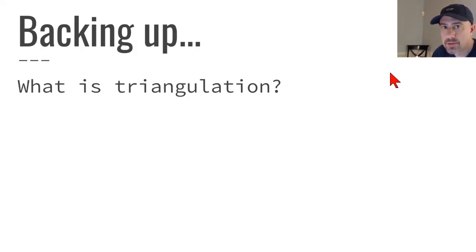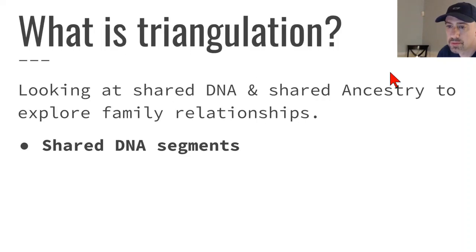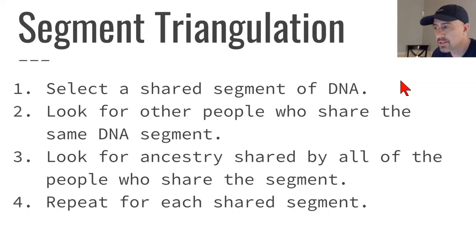So just to back up a little bit, for those of you who may not be deep into triangulation, I'll tell you what triangulation is. This could be just a short refresher for some of you. So triangulation is simply a process of looking at shared DNA matches and shared ancestry to explore family relationships. This term triangulation has gotten broader over the years, but during this presentation we're going to talk about triangulation in terms of looking at shared DNA segments. There are other ways of thinking about triangulation, but with visual triangulation we're talking about looking at shared DNA segments to explore shared ancestry. And the process of triangulating starts with selecting a shared segment of DNA.